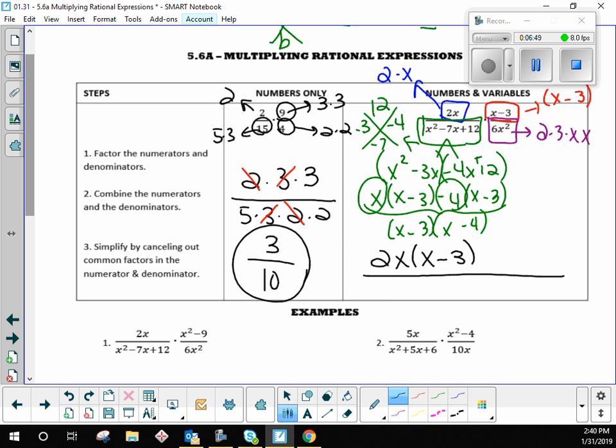I got, and what did I get from the purple stuff? And now I see what cancels. Can you give me something that cancels? 2's cancel. X's. X minus 3 cancels. You see that? The whole group does.